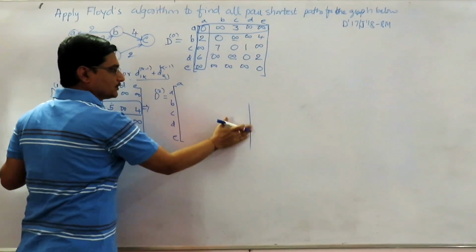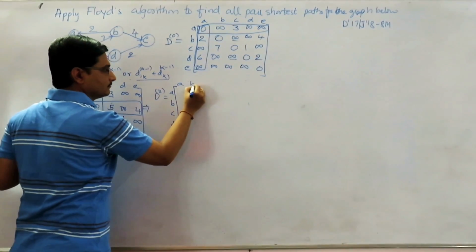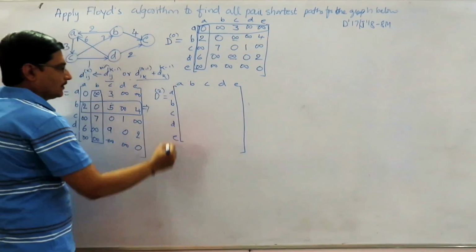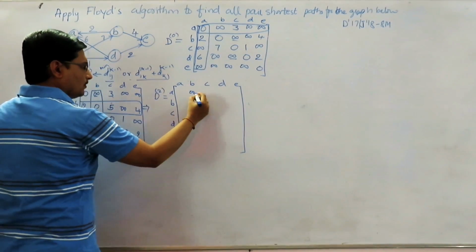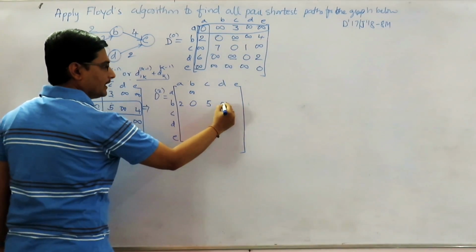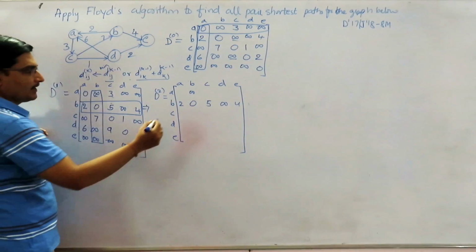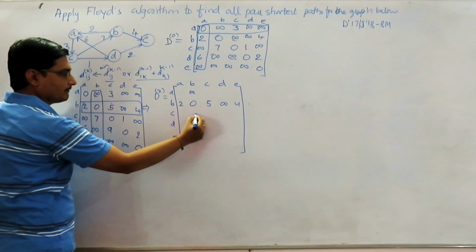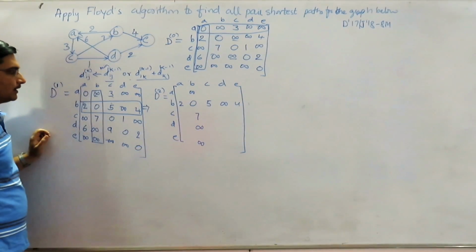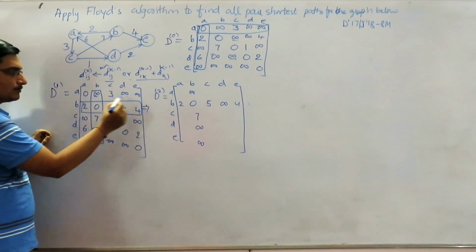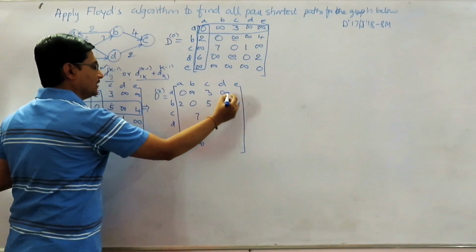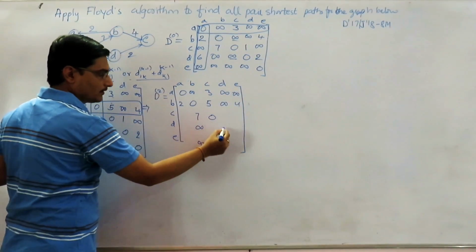We'll write this shorter distance. So directly we will write the second row and second column: 2, 0, 5, infinity and 4. From this I am writing the second column: infinity, 0, 7, infinity and infinity. As I have told, this is infinity, so the first row is not going to change: 0, 3, infinity and infinity, and also the diagonals are not going to change.